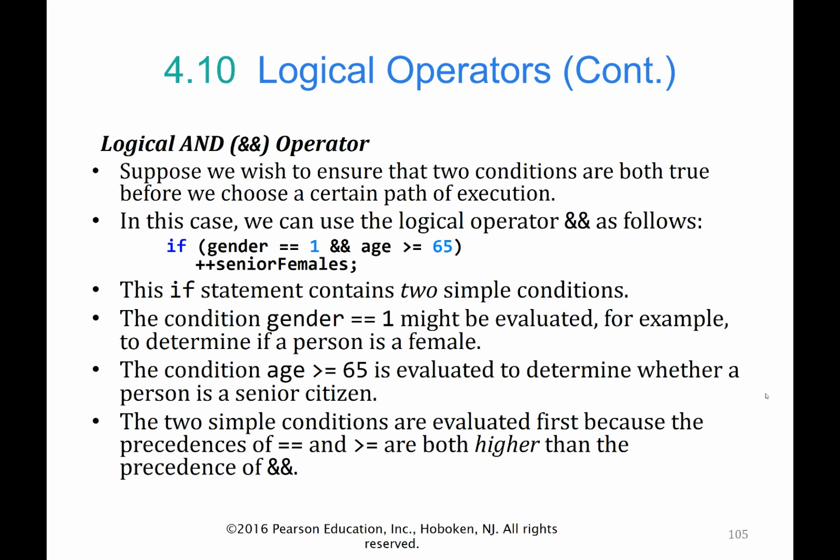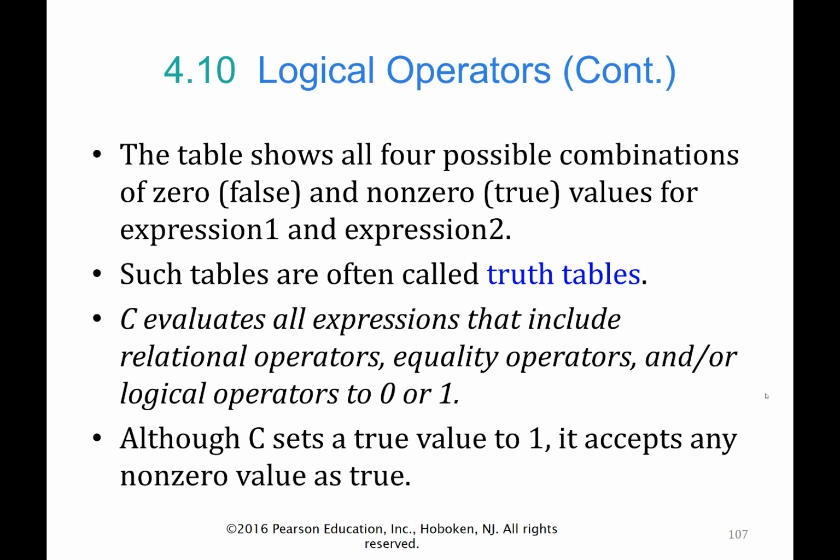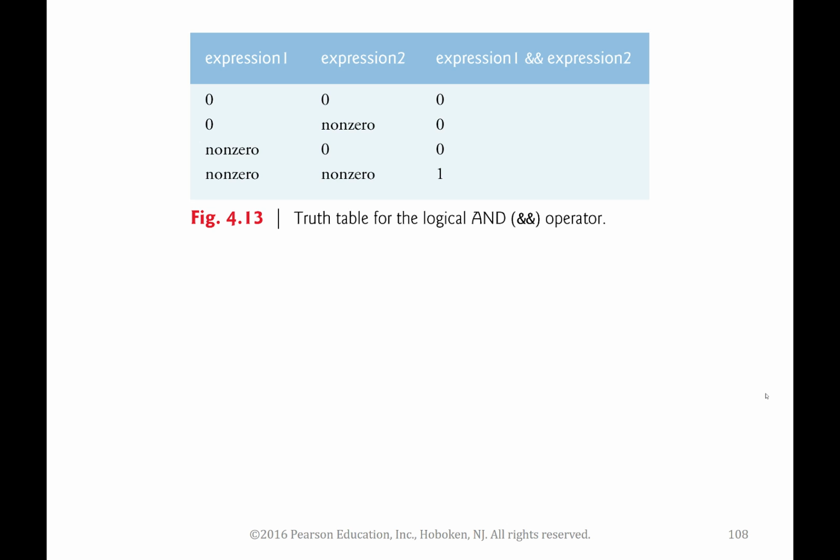But we're looking for a condition that the gender is equal to 1 and the age is greater than or equal to 65. Both conditions have to be true in order for this to happen. So if one or the other is false, it doesn't happen.